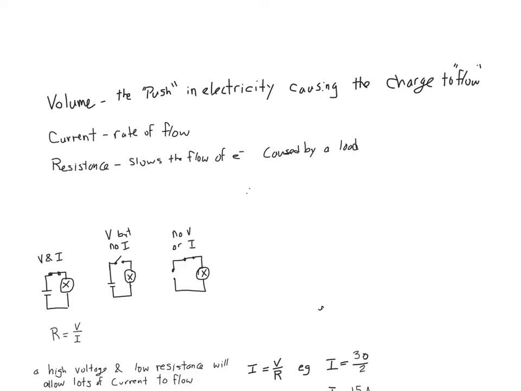Okay, so in our last lesson, we talked about 3 new pieces of terminology, and those were voltage, current, and resistance. Where voltage is the push in electricity, current is the rate of flow, and resistance is something that slows the flow. So these are all components of an electrical circuit.